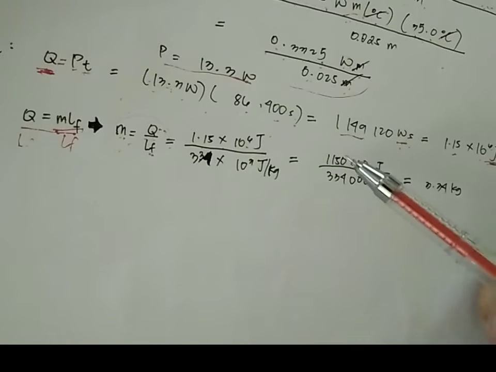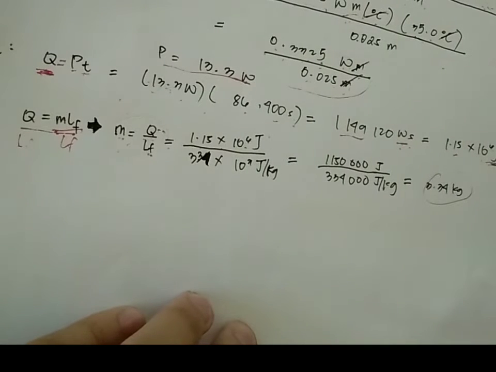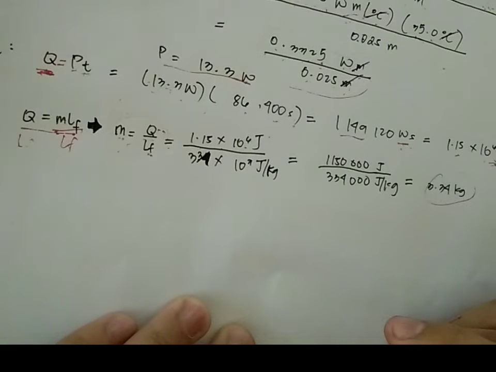So, that is equal to 1,150,000 joules divided by 334,000 joules per kilogram, which is equivalent to 3.34 kilograms. Therefore, there are 3.34 kilograms of ice that melt in one day if the ice pack is kept in the trunk of the car at 35.0 degrees Celsius.